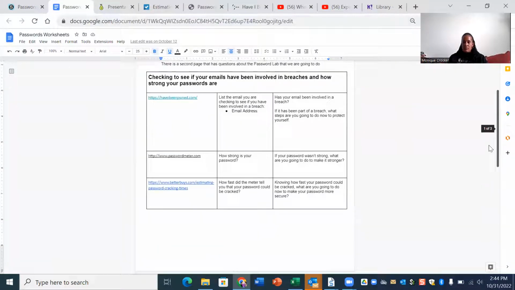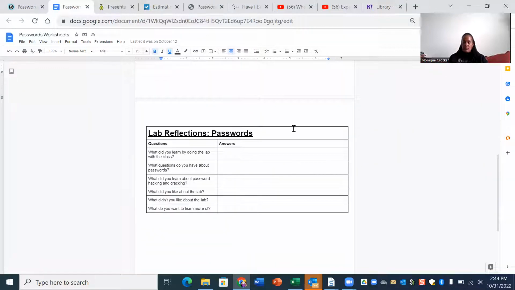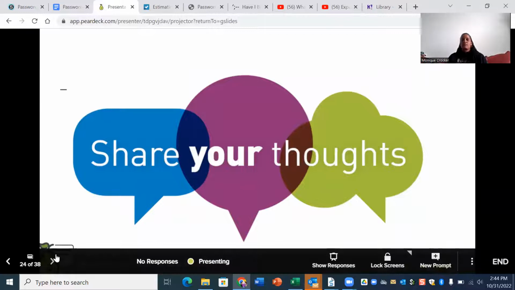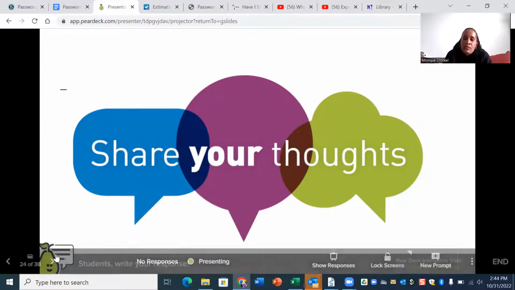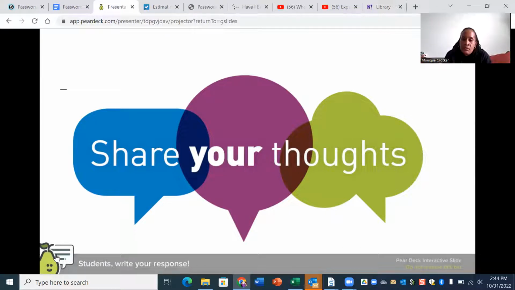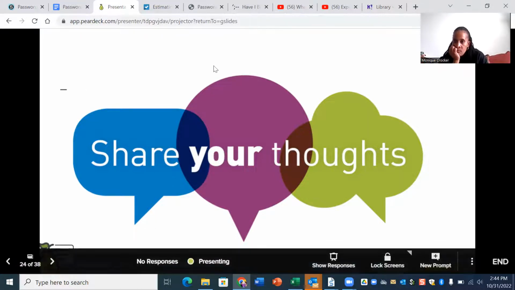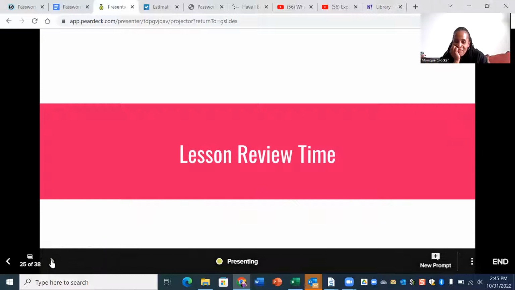That's in their folder. We're also going to do a lab in a minute, and I would have lab reflections here. We would share your thoughts. So hopefully we would get some discussions going about, did they know how fast their password could be broken into? Have they been in any breaches? So depending on how the conversation flows, this could be a long lesson or this could be a multi-day lesson. But we would try with that one.